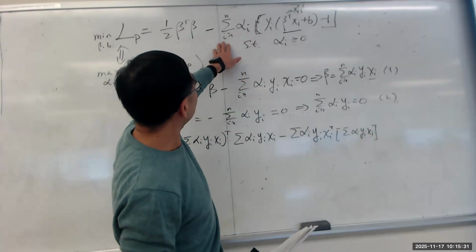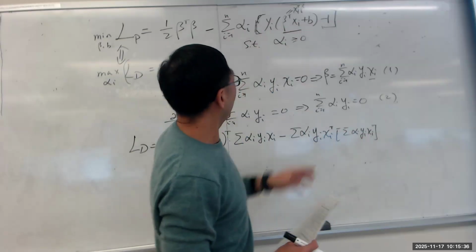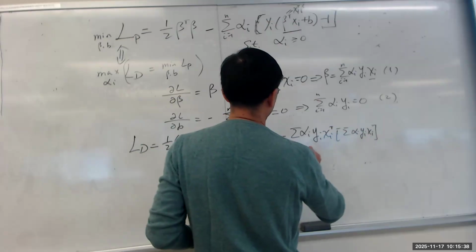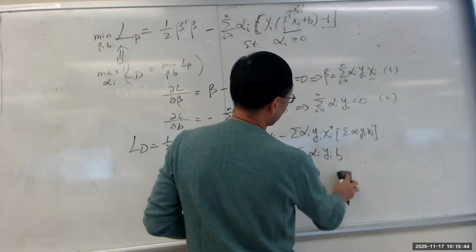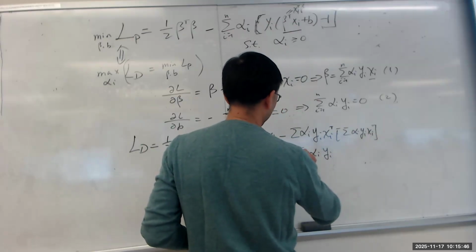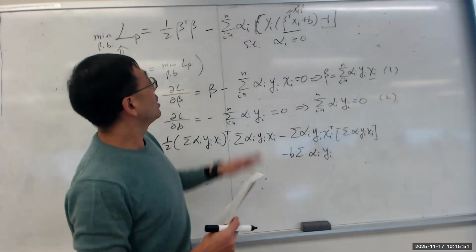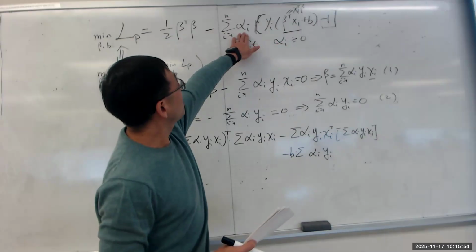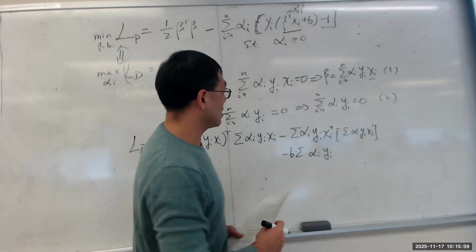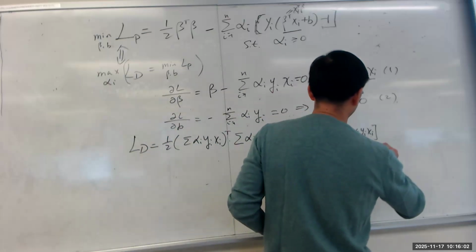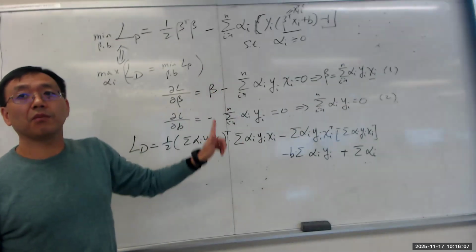The second term is the summation of alpha_i y_i b, so minus the summation of alpha_i y_i times b. Since b doesn't have i, I can just put the b up in front: b times the summation of alpha_i y_i. So this is the second term. The last term is the summation of alpha_i times -1, so negative times negative is positive, and you have the summation of alpha_i. They are all summations from 1 to n.